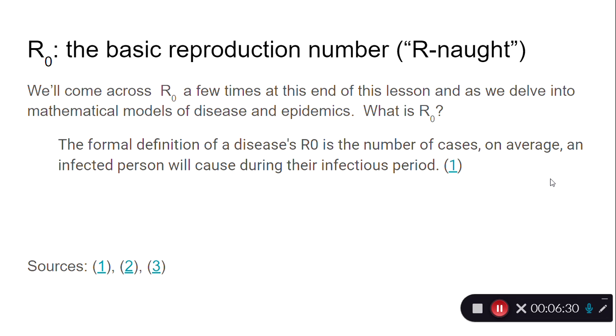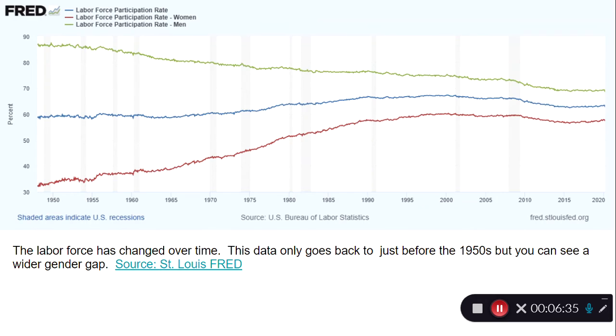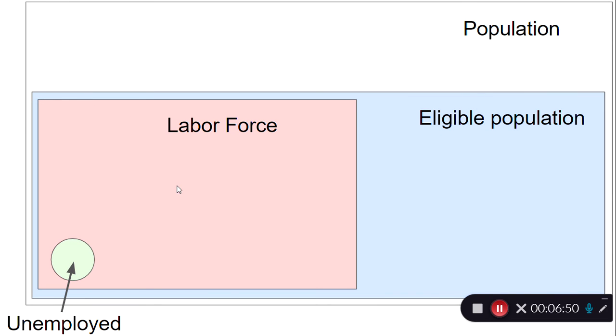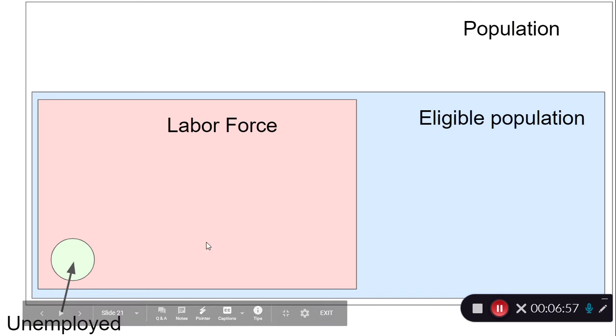All right, so moving on from the economy, maybe going back and just saying a couple of things about this unemployment rate. Again, if somebody's not looking for work, they're not considered unemployed. They would not be part of the labor force. So if you were in the labor force and you were unemployed and you stopped looking for work, you would be part of the eligible population, but not the labor force.